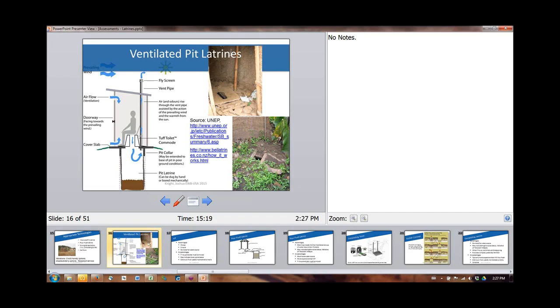They'll go down into the excrement. When they fly out, though, they're not going to know where to go, so they're going to see the light. So this has to be a straight pipe going straight to the sun, and they're going to try to fly out there. They're going to get stuck on this fly screen. They're going to fall back down, and they're going to die in the pit, and they are not coming out. That's the important key here. They are not getting out of this latrine, because flies are one of those vectors that we want to stop. And that's how you will do it with this type of latrine.